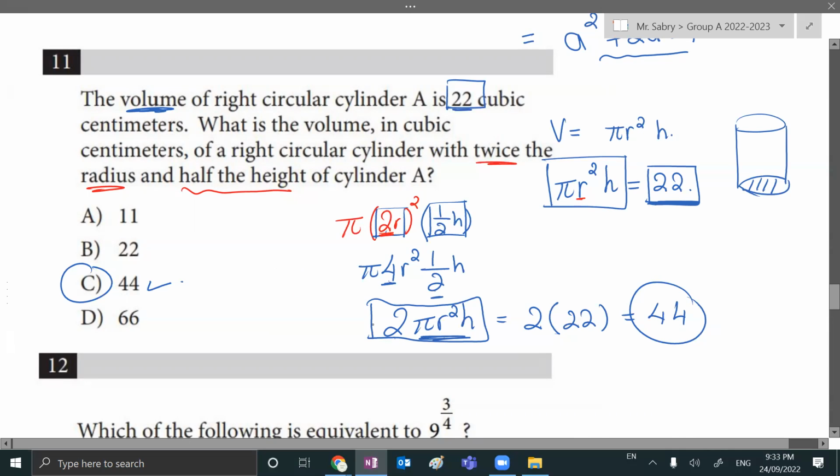So now the answer becomes 2 multiplied by pi r squared h. Pi r squared h by itself I already got as 22, so I can directly do 2 times 22, and that's how I get the answer.